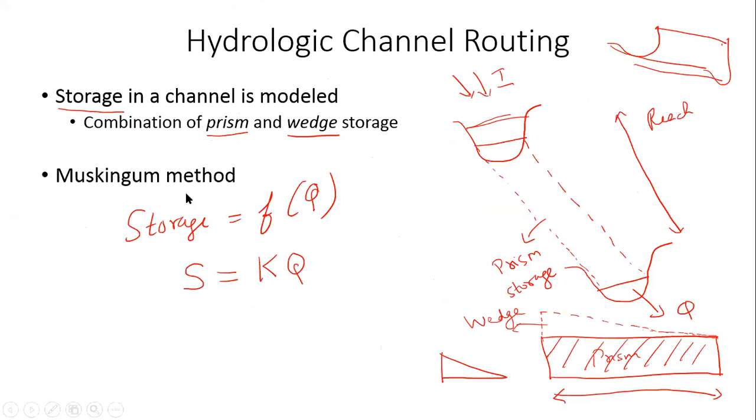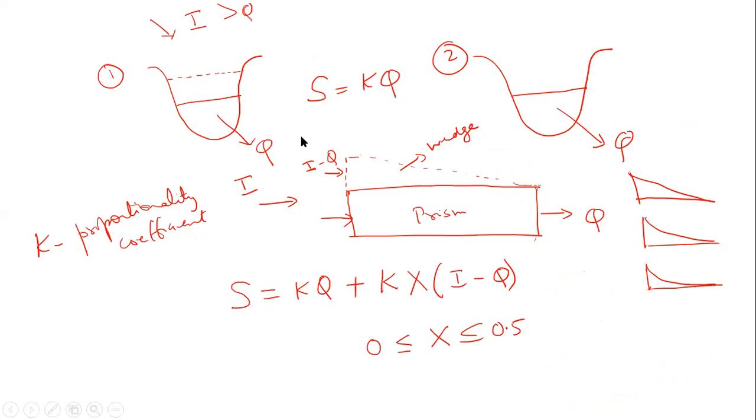We were talking about this Muskingum method, which is an approach that tries to model the storage in a channel reach when a flood passes through it. The storage, we are assuming, is a combination of prism storage and wedge storage. If we assume the prism storage is a linear function of the flow rate Q, then the storage S is simply K times Q. The wedge is only relevant when the flood comes into the channel. If it's just uniform flow through the channel, there's no wedge.